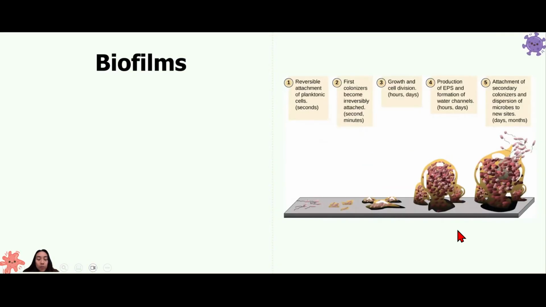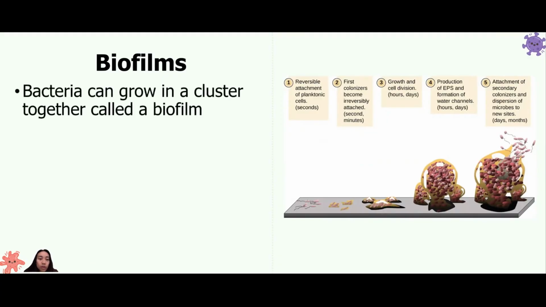Now, the last thing I want to talk about is something interesting that some bacteria can do, and that is form a biofilm. So a biofilm is essentially a cluster or clump of bacteria that are growing together, and they're usually growing on the surface of something. So some kind of surface, the surface of a rock, the surface of a person's body, but some kind of surface. And so the bacteria stick to the surface and they start to kind of colonize that surface and they will grow into this big clump.